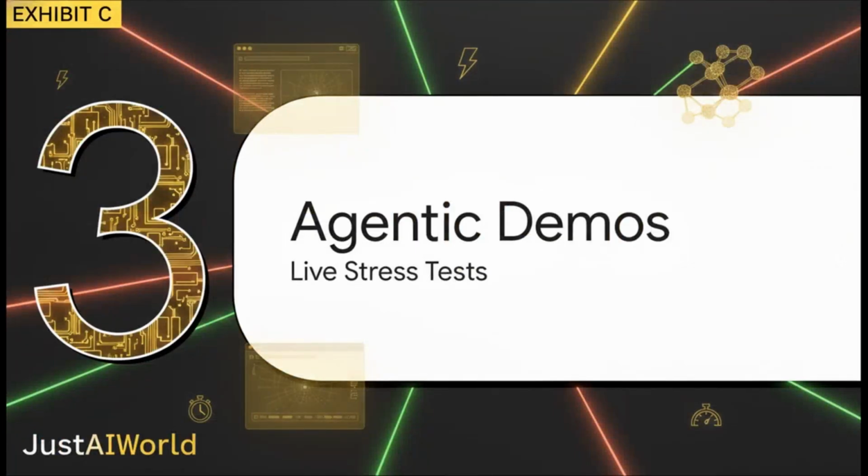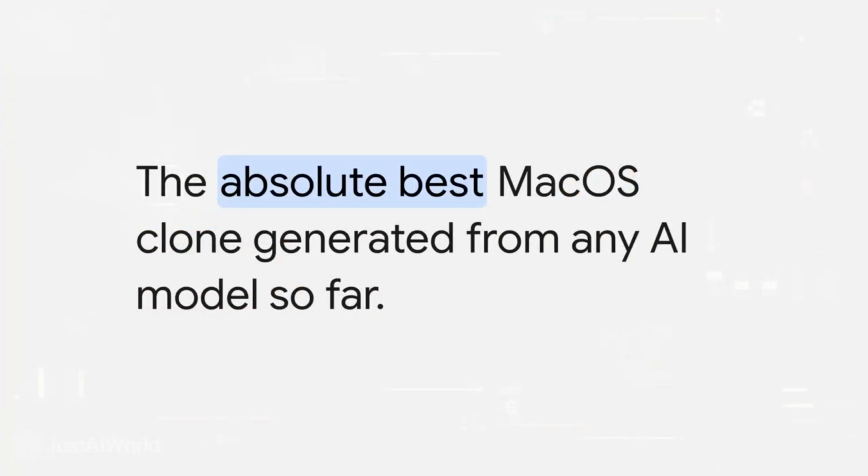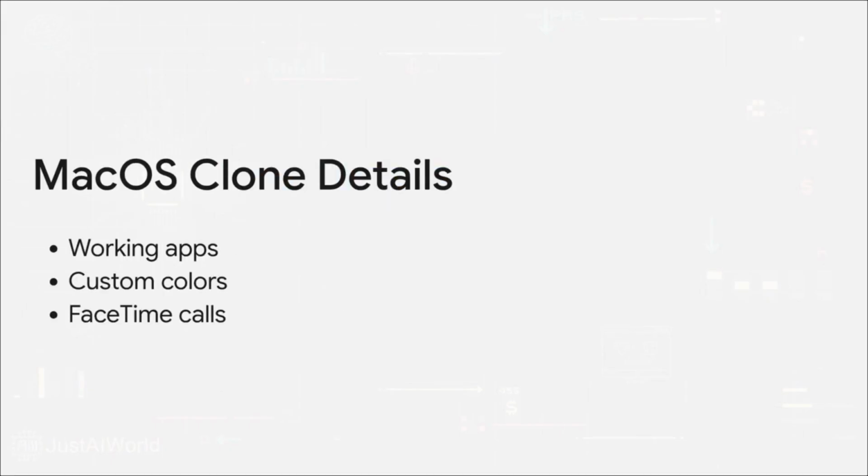Alright, let's turn up the heat a bit with Exhibit C, agentic demonstrations, featuring some live stress tests. Our first live stress test asked the model to generate a full macOS clone. And guys, it is not an exaggeration to say this is the absolute best macOS clone we have ever seen generated from any AI model, period. The level of detail here is just staggering. It didn't just spit out a pretty picture, it built functional systems. We are talking a working menu bar for sound and brightness, real battery percentages, and a fully functional spotlight search.